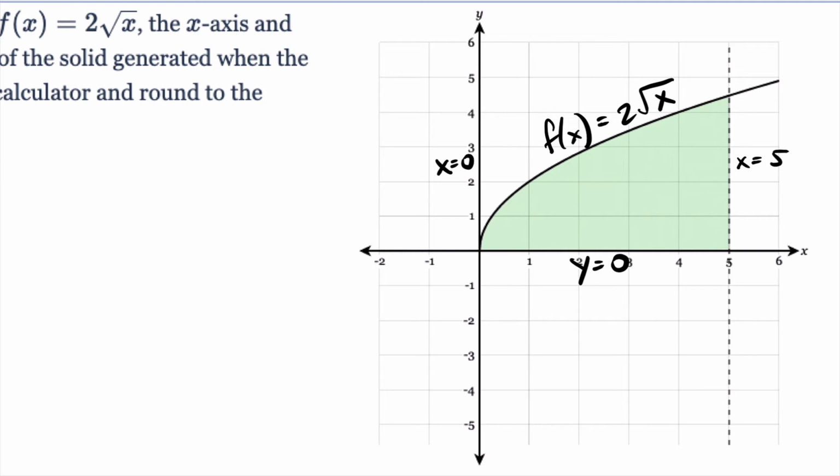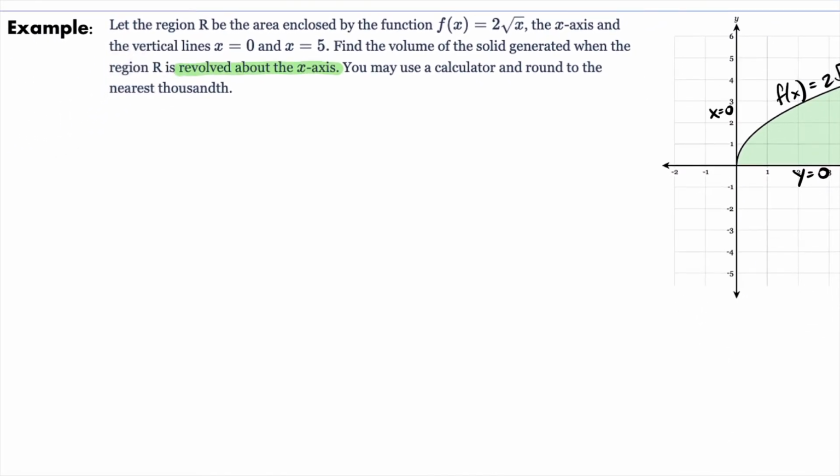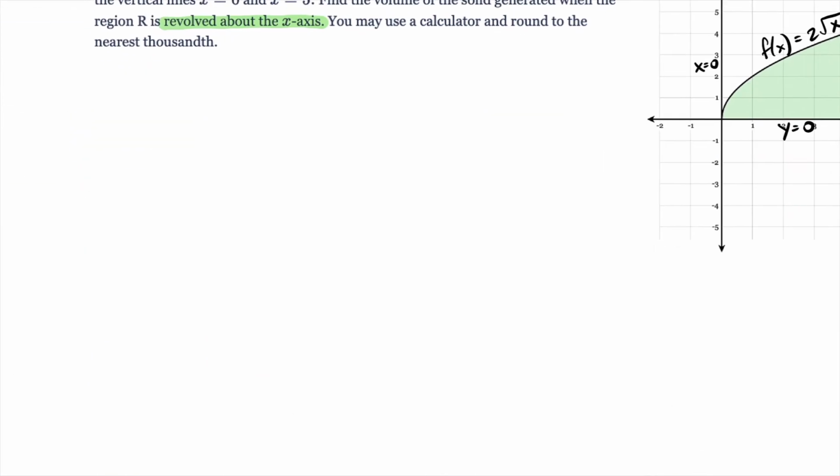Okay, so we have that. We know which way it's revolving and what it's going to look like. So now we're going to find the volume. We know it's dx because it's revolving around a horizontal line. So volume equals pi, and then radius squared dx. We have to fill in a couple of things, but that's essentially what our template is going to be.